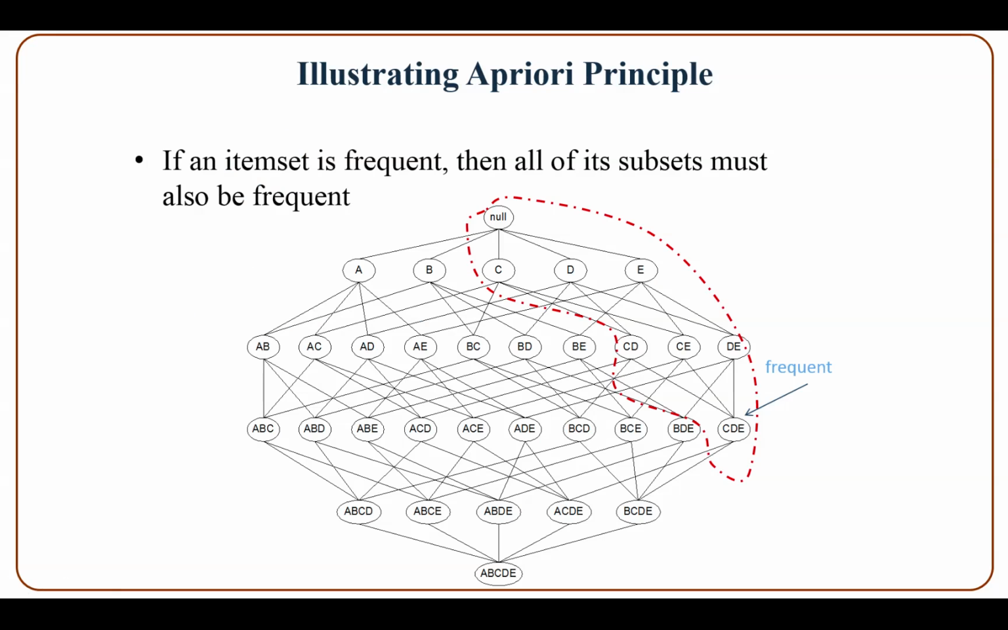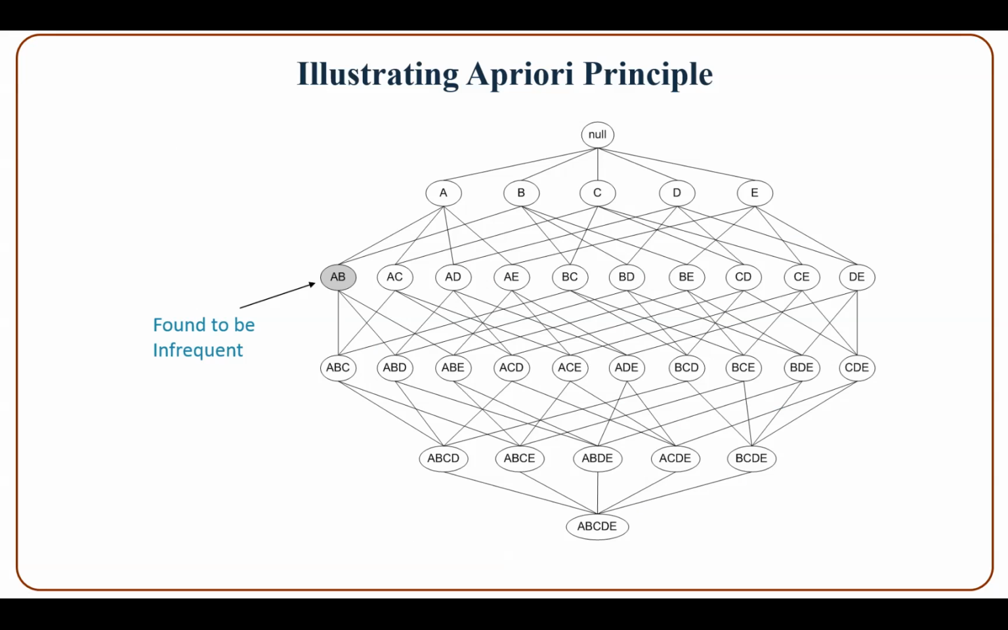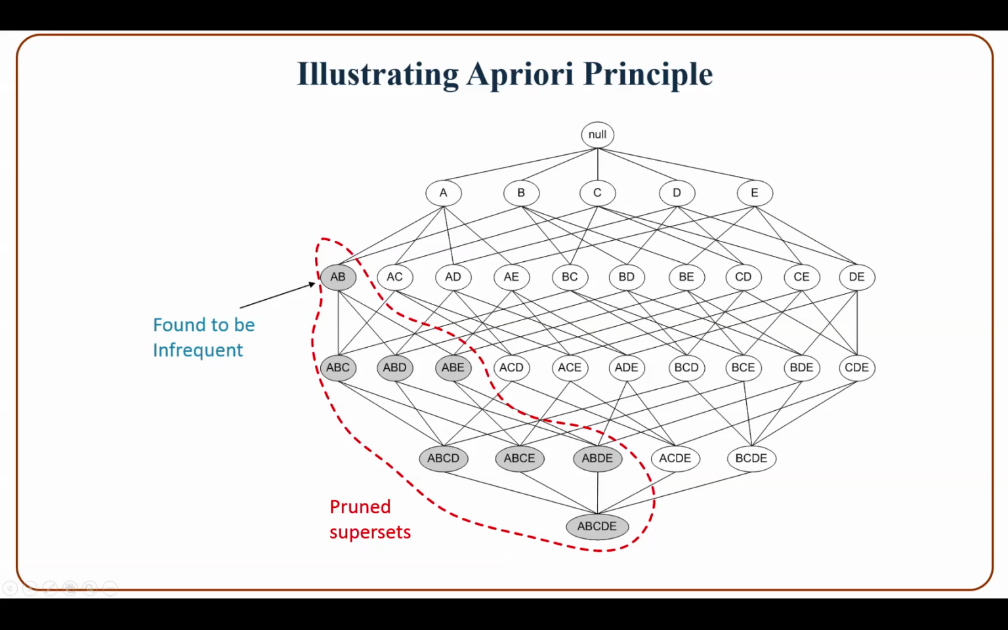Let's look at the illustration of the Apriori principle. If an item set is frequent, then all of its subsets must be frequent as well. In this illustration, if CDE is found frequent, then all the subsets are frequent as well. In another illustration, if the item set containing A and B is found to be infrequent, then all the supersets are also infrequent and they can be pruned. And this approach is very effective because you don't need to count the support of the supersets to prune them.